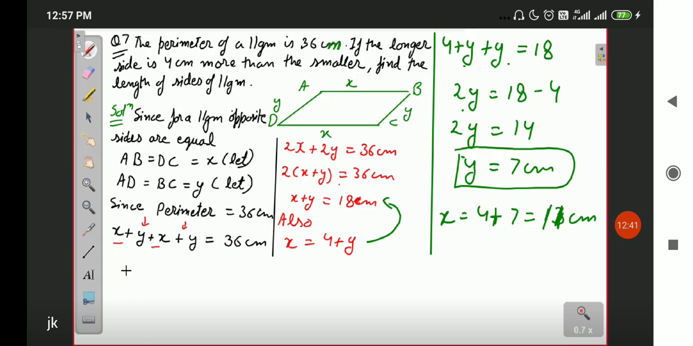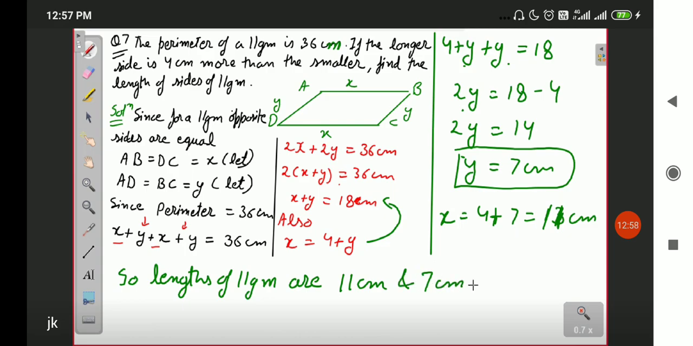So finally you will write down, so lengths of parallelogram are 11 centimeter and 7 centimeter.